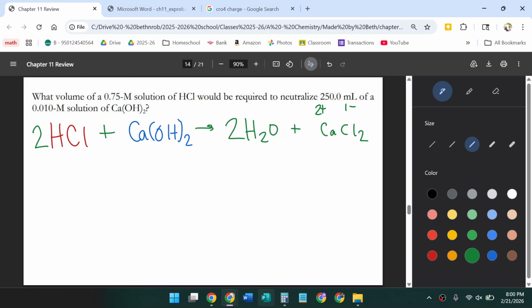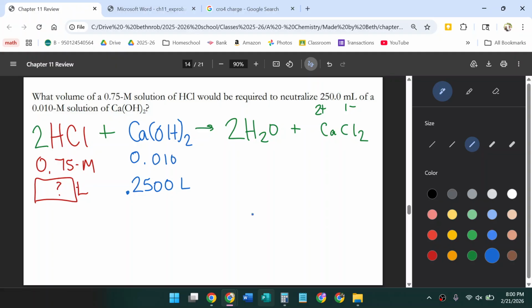Now I'm going to write in what I have. They told me that I have a 0.75 molarity solution of this, and they want to know the volume. What volume of that would be required to neutralize? And they've given me 250 milliliters. I'm going to put the decimal there and call it liters. And then they've also given me that I have a 0.010 molarity.